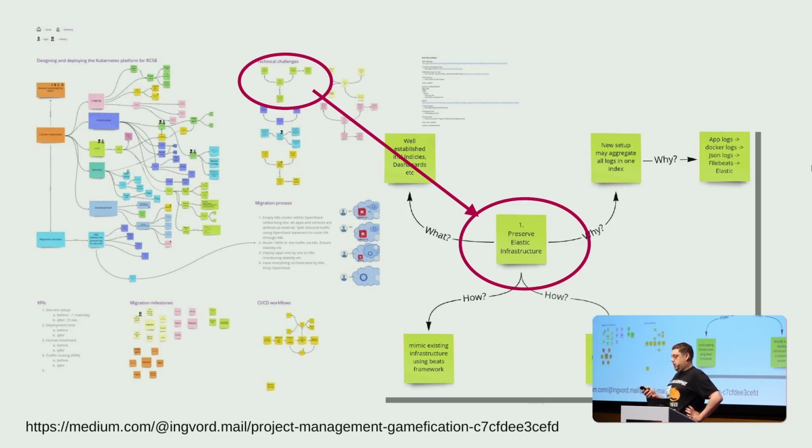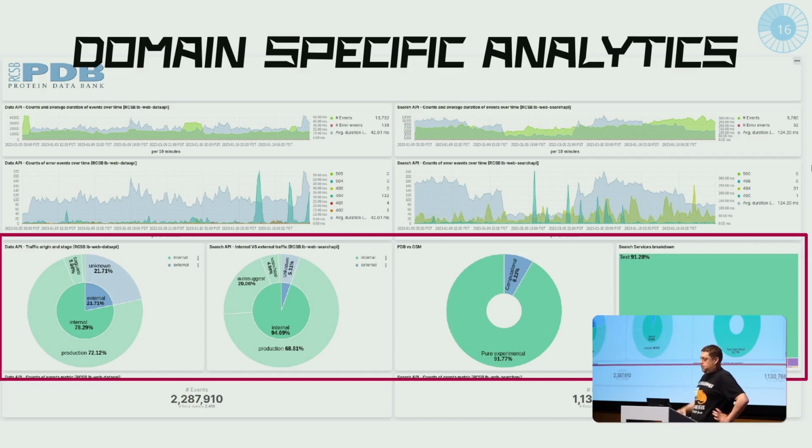But I specifically want to highlight one technical challenge we had to address during the migration process: preserving elastic infrastructure, and namely this domain-specific analytics. So this is again that screenshot. On top we see standard metrics from a web application: requests per second, how many requests, how many errors, things like that. And then we have a layer of pie charts and heat maps dedicated to this domain-specific analytics. So why is this important?